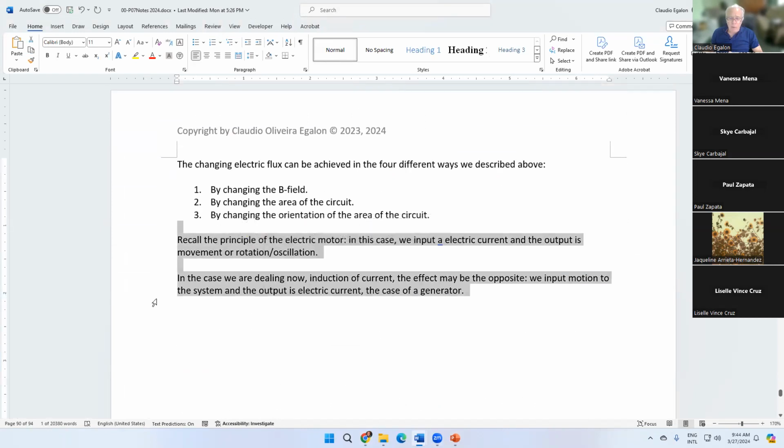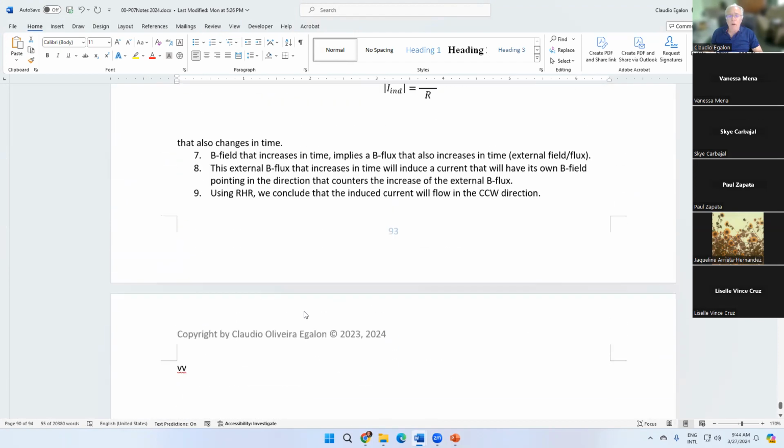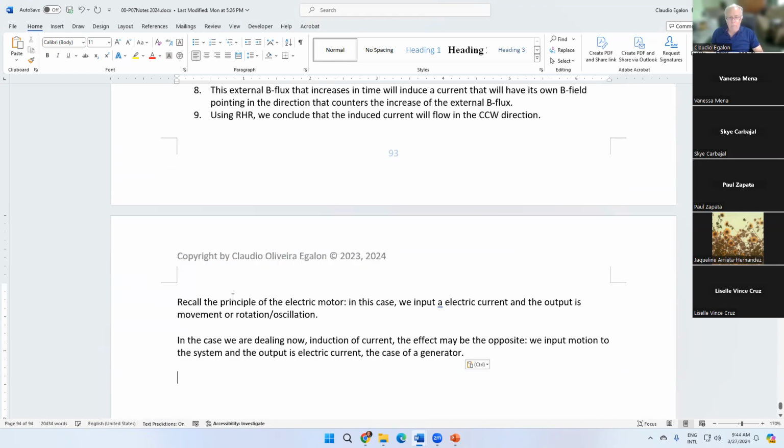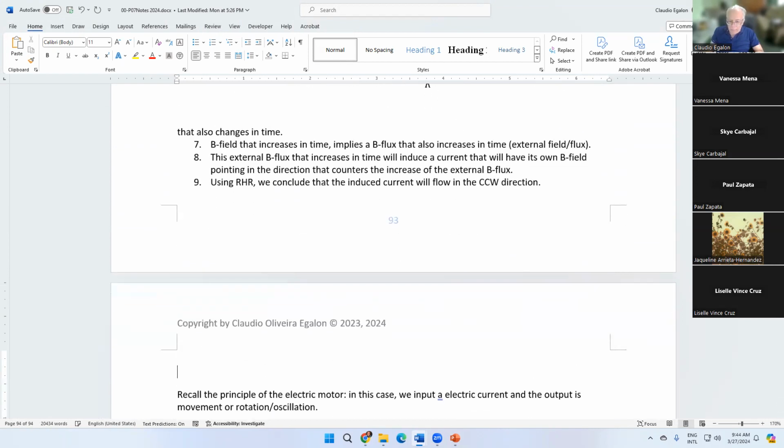Okay, last time I was telling you about the electric motor. Recall the electric motor, how it works, right? What if the circuit does not translate, but just rotates with respect to the uniform magnetic field, right?